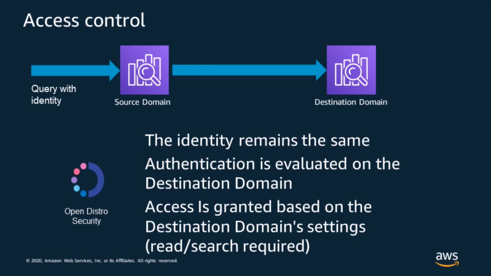The identity in the destination domain remains the same. If I've used SIG-v4 signing for this request, that provides me an identity. If I've used HTTP auth, that also provides me an identity. So just like with the source domain, in the destination domain, that identity must have the access permissions that allow it to run the query. So the authentication is then evaluated on the destination domain according to the destination domain's policies, and access is granted based on its settings.